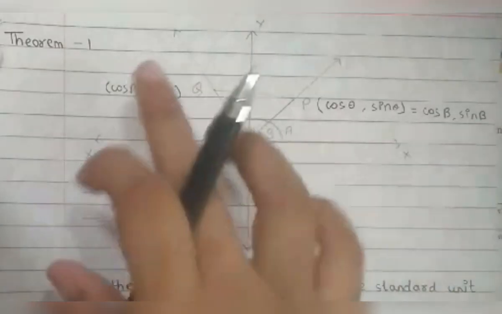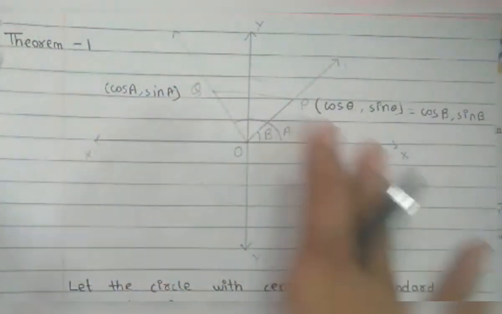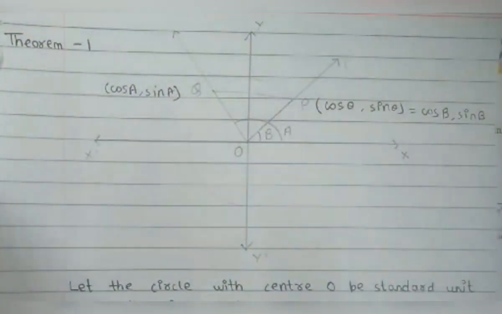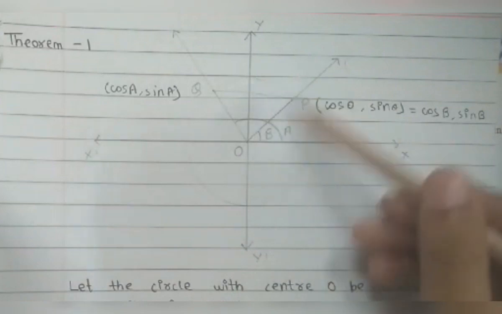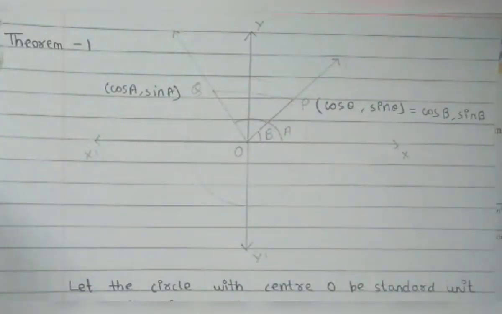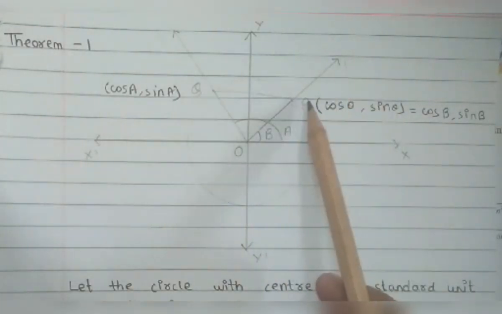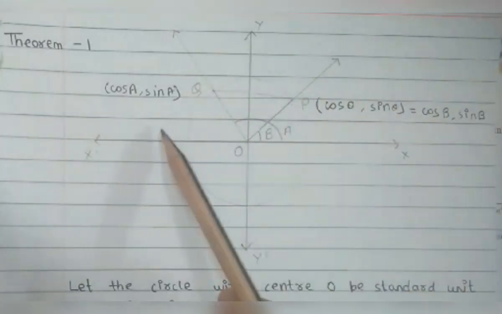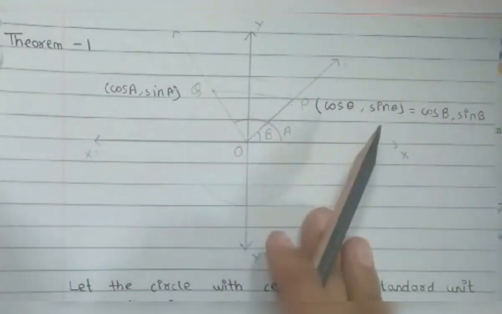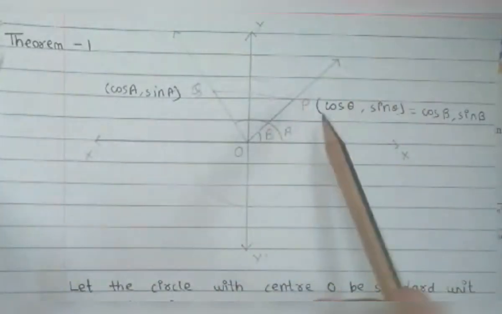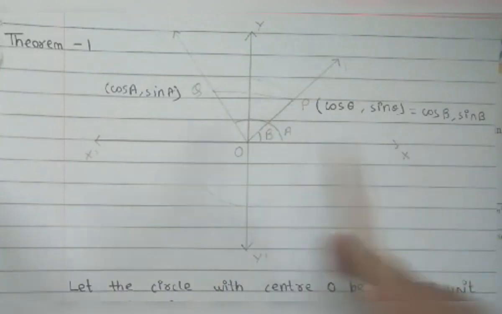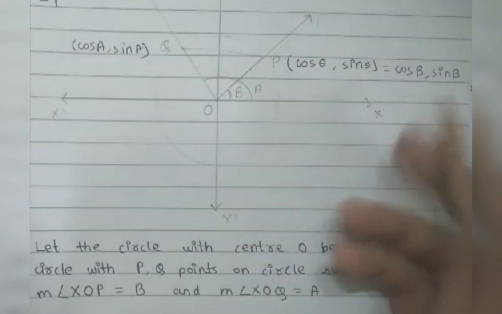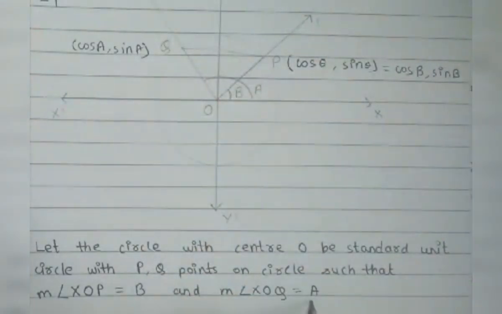For theorem 1, I have not written the statement because everything is there in the textbook. You just need to focus here. In theorem 1, let the circle with center O be the standard unit circle, meaning the radius R is 1 centimeter, with P and Q points on the circle. Now see, I have taken P here and Q here. In the textbook P is here and Q is here. It's okay, you can change the points, but the proof will remain the same. The measure of angle XOP, X is the x-axis, I have taken as angle B, and the measure of angle XOQ I have taken as A.